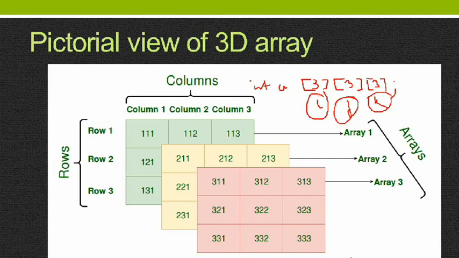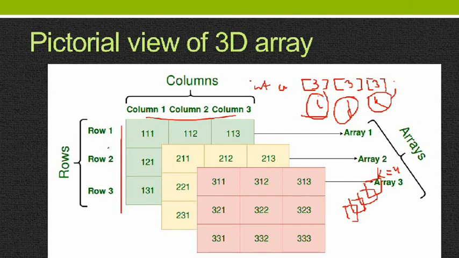That is, if k is 4, there are 4 2-dimensional arrays. If k is n, then there are n number of 2-dimensional arrays having number of rows i and number of columns j. This is the concept of 3-dimensional array.